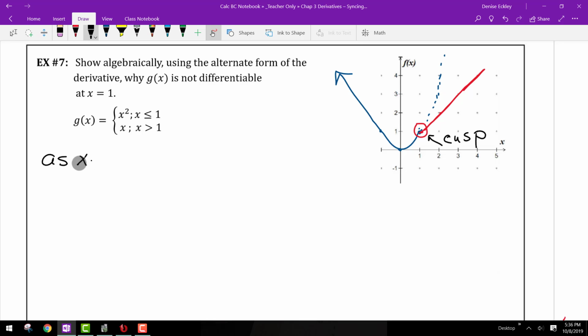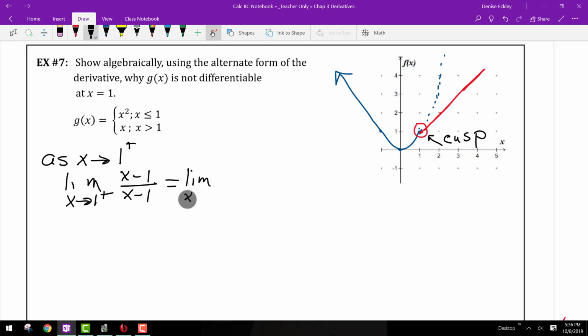So as x approaches 1 from the right, that's going to be our x function. We're going to do the limit as x approaches 1 from the right of f of x minus f of a, which will be 1 over x minus a. So that turns out to be the limit of a constant. So that's going to equal 1.